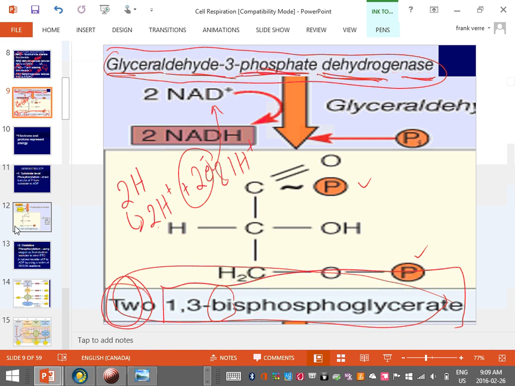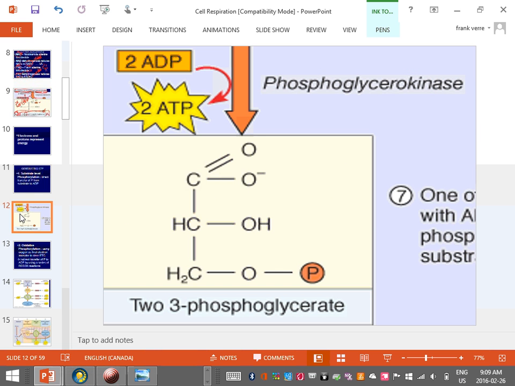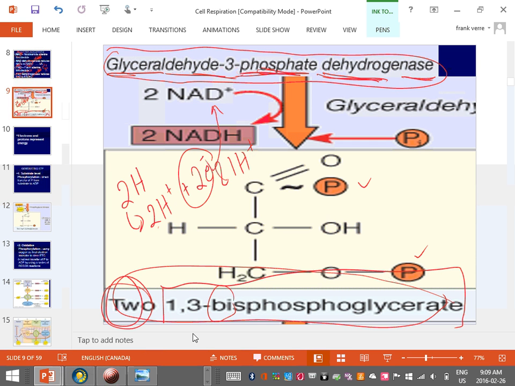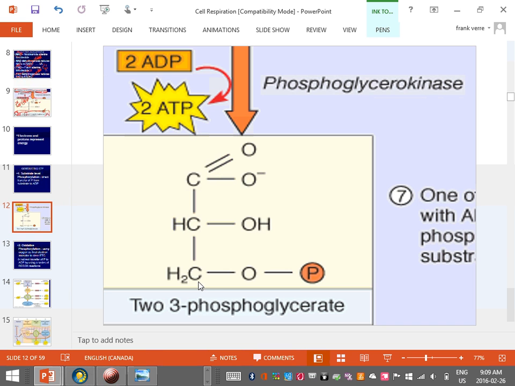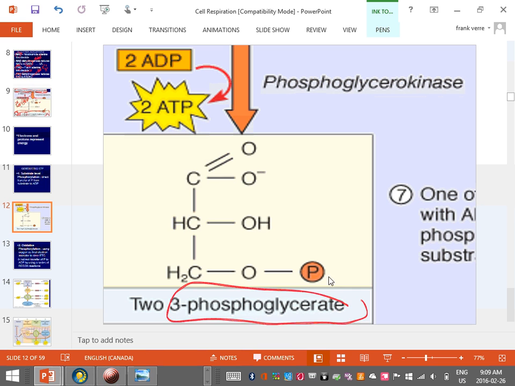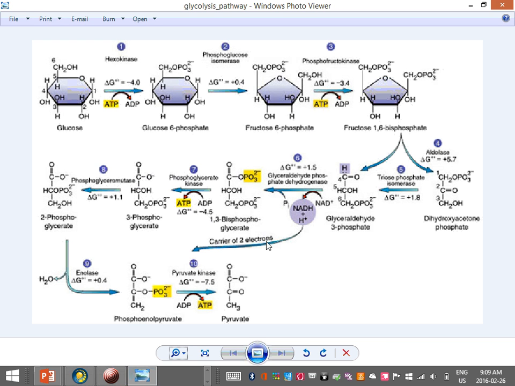Now, look at this molecule over here. This molecule, 1,3-bisphosphoglycerate, becomes this molecule right here, 3-phosphoglycerate. What did it lose? It lost the phosphate on the first carbon. It got removed. You could see it over here. So here is 1,3-bisphosphoglycerate, and this is 3-phosphoglycerate. Here it had 2 phosphates. 1 is highlighted. It loses it.